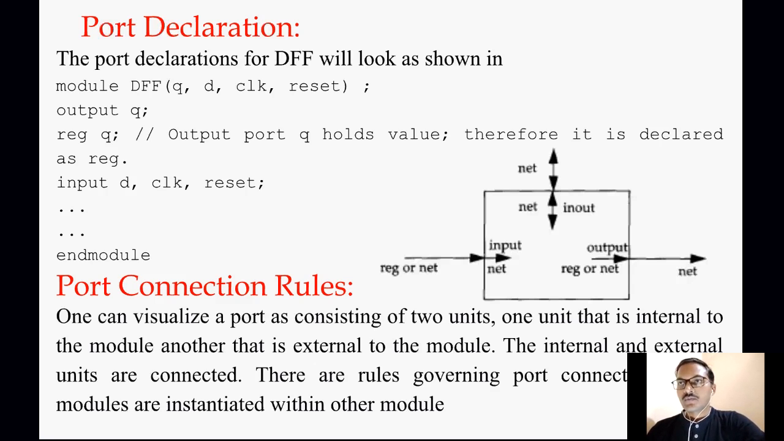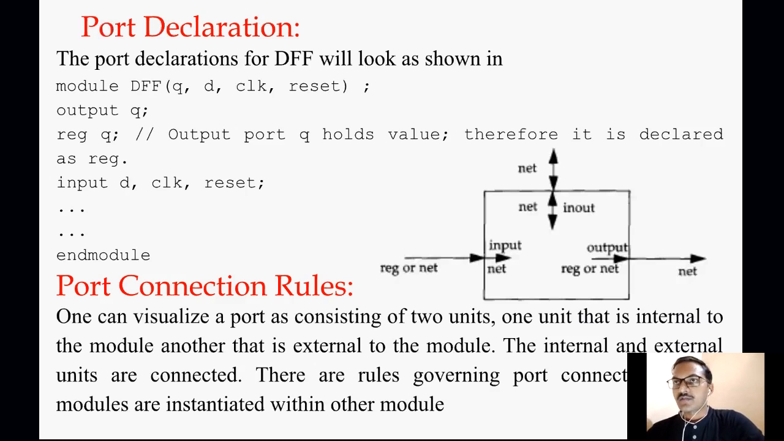Now output q. The output of this D flip-flop is Q. Then reg, that is the register Q. So we are defining this output variable as a register, which means it will hold the value of this variable for all the simulation time. Then input d comma clk comma reset semicolon. So these are the inputs. Then endmodule.